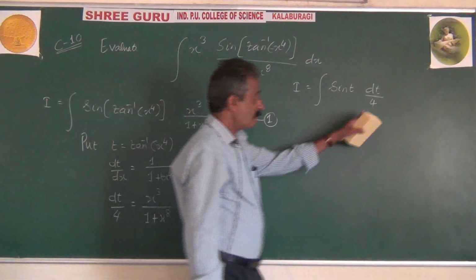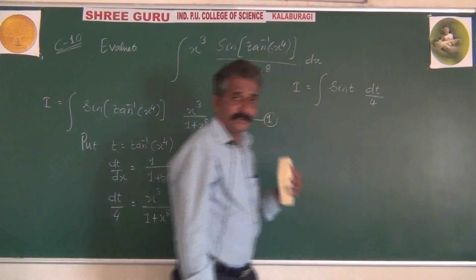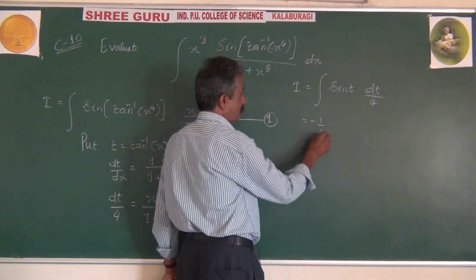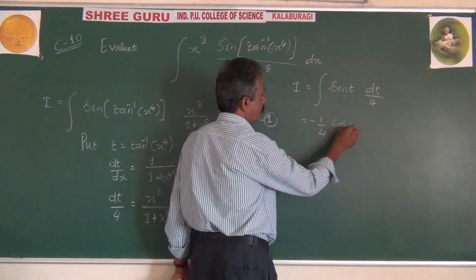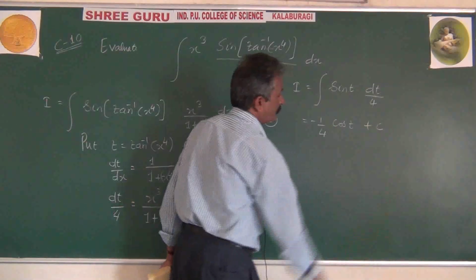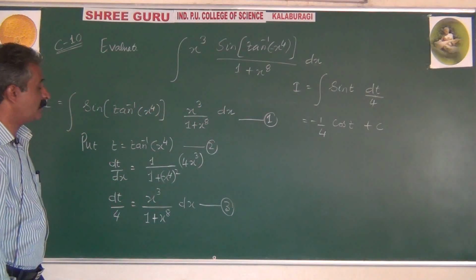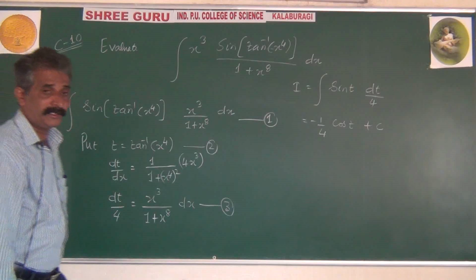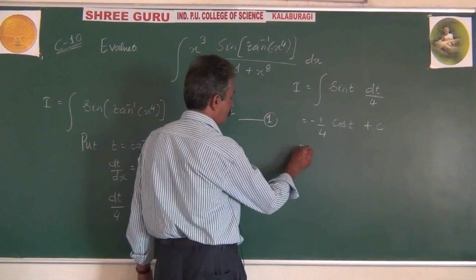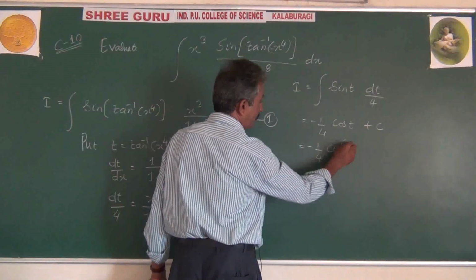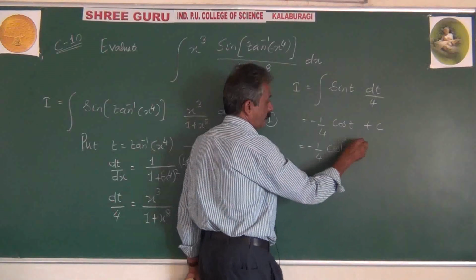Lastly, 1 by 4 outside, and integration of sine t is minus cos t. So it is minus 1 by 4 into cos t plus constant. Replace back value of t. What is t value? T value is tan inverse of x power 4. So the answer is minus 1 by 4 into cos of tan inverse of x power 4.